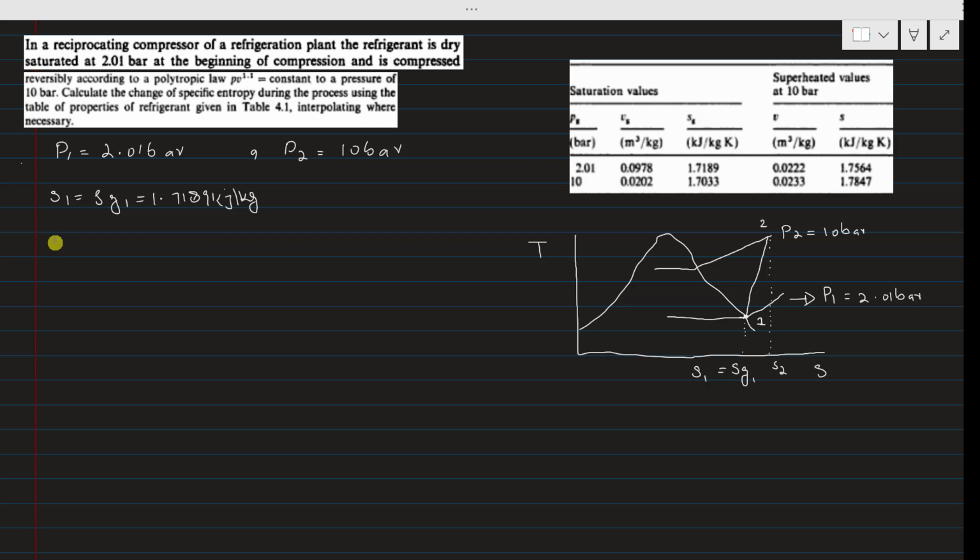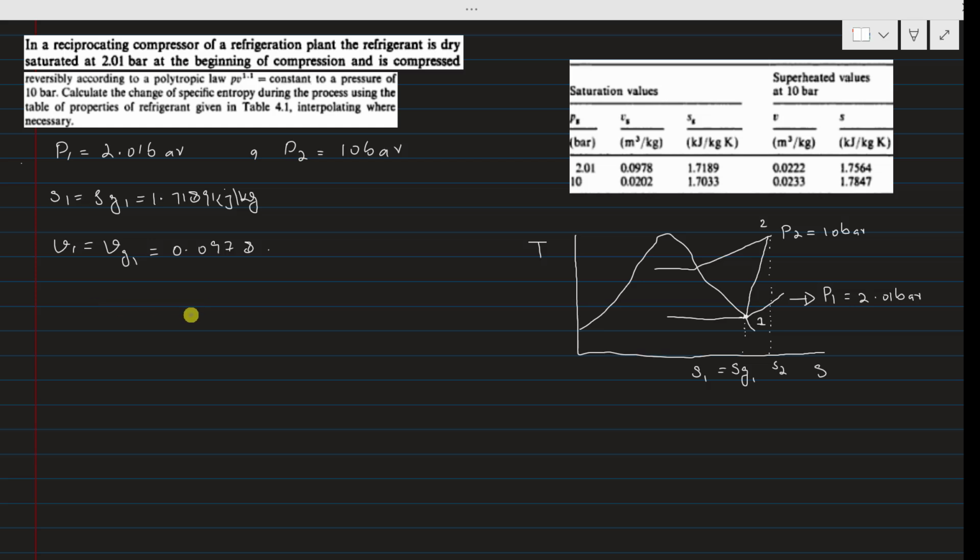Now the specific volume will be equal to Vg1, that from the saturated values is 0.0978 meter cube per kg. Now the entropy at the state point 1 has been calculated. Next we need to find the entropy at the state point 2.